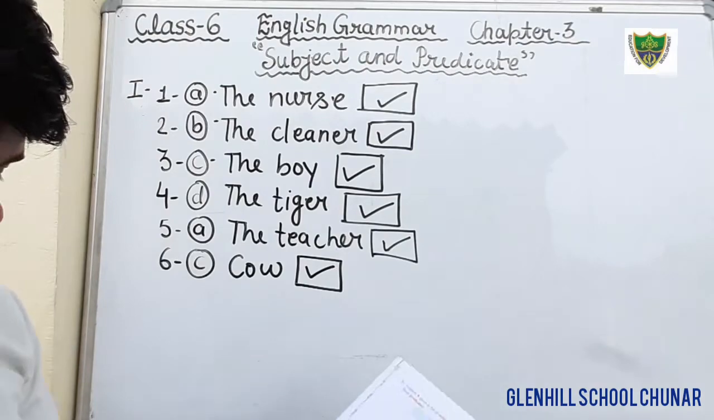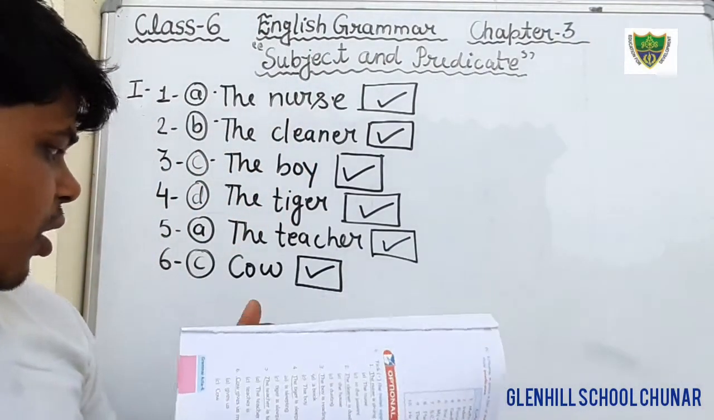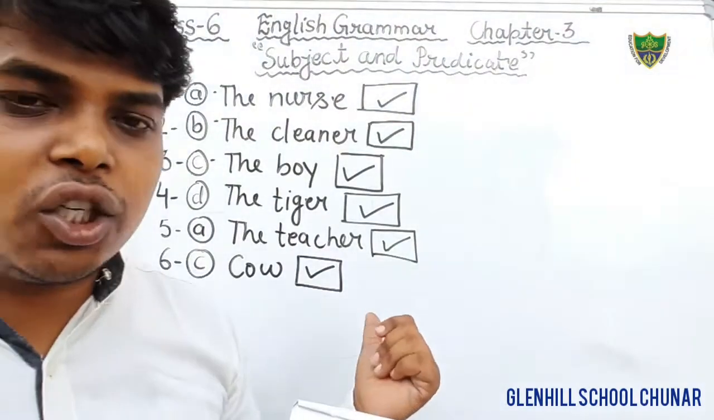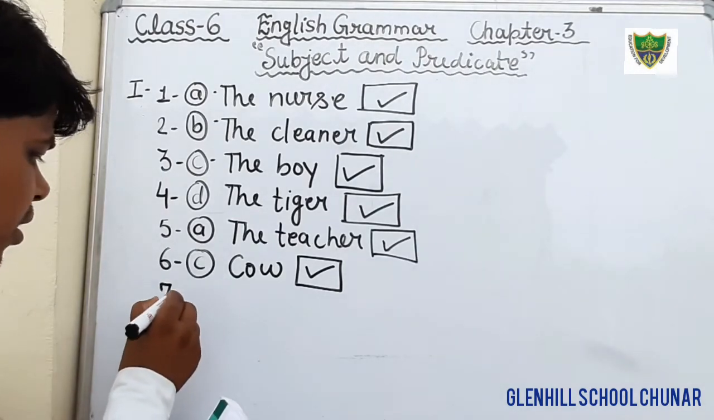Okay students, just see here. Question number 6, option number C, cow is the correct option. So we will tick on that. Okay students, just do it. And after that you will turn the page. Turn the page, page number 16. Now we will see question number 7.